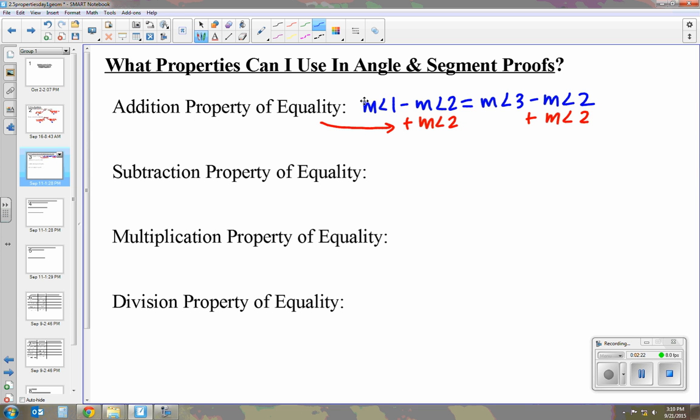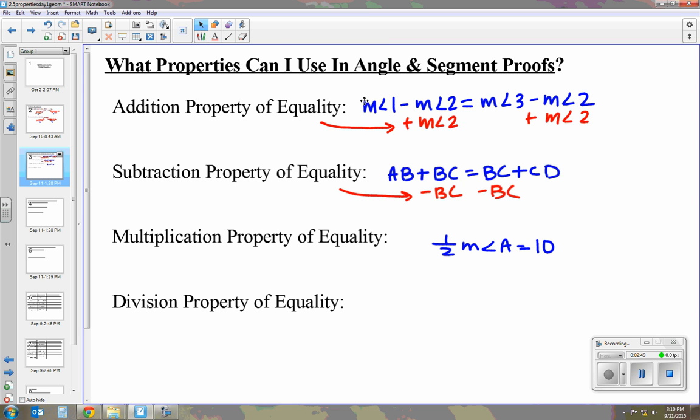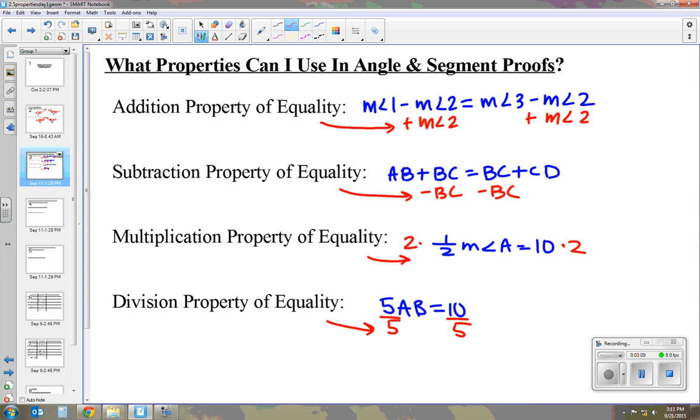Our next one, let's say we have something like AB plus BC equals BC plus CD. We actually can subtract the BC's on both sides, and that is our subtraction property of equality. Now, the multiplication property of equality, we always use that when we're trying to get rid of a fraction. So let's say we have 1/2 times the measurement of angle A equals 10. We can get rid of this fraction by multiplying by 2 on both sides. And the very last one is the division property of equality. Let's say we have something like 5 times AB equals 10. To get the AB by itself, we can still divide by 5, and that is our division property of equality.